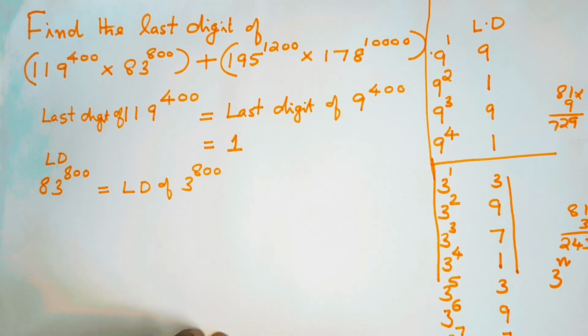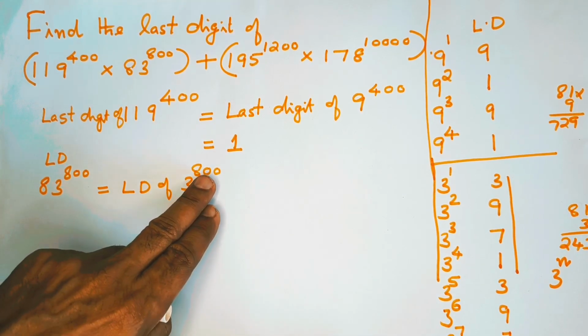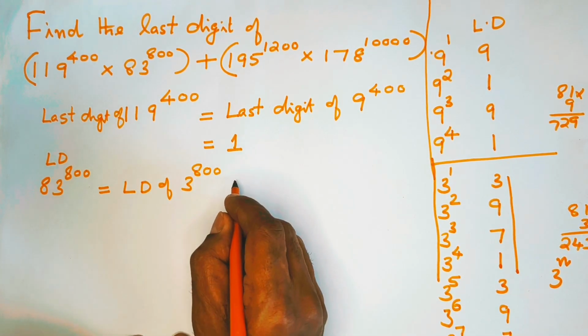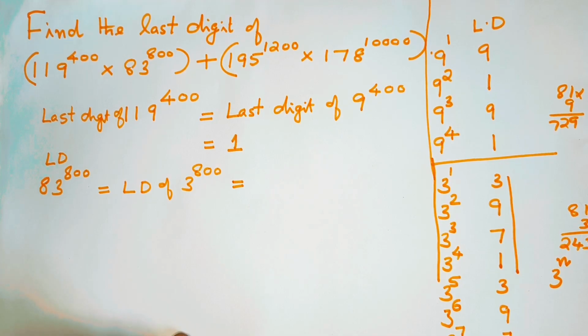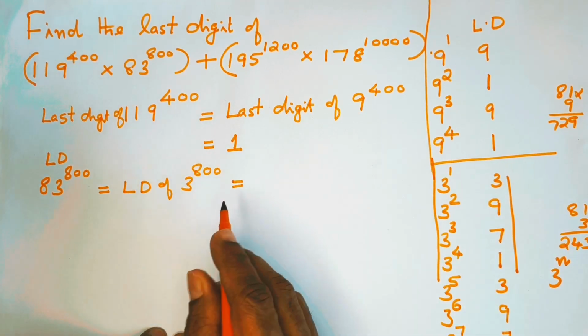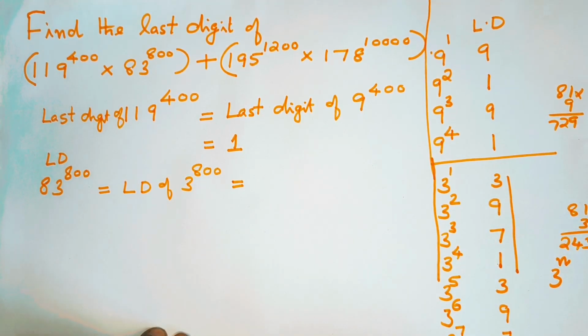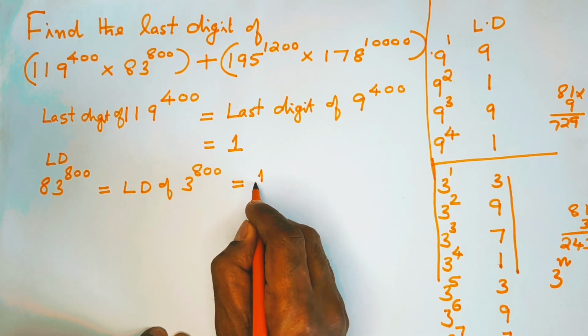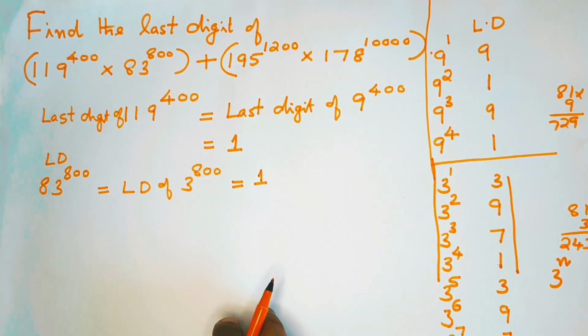So when the power is a multiple of 4, the last digit is 1. Here also, if you look at 800, that's a multiple of 4. When you have 3 power n, where n is a multiple of 4, the last digit is 1. Okay, so this last digit also we have found out.